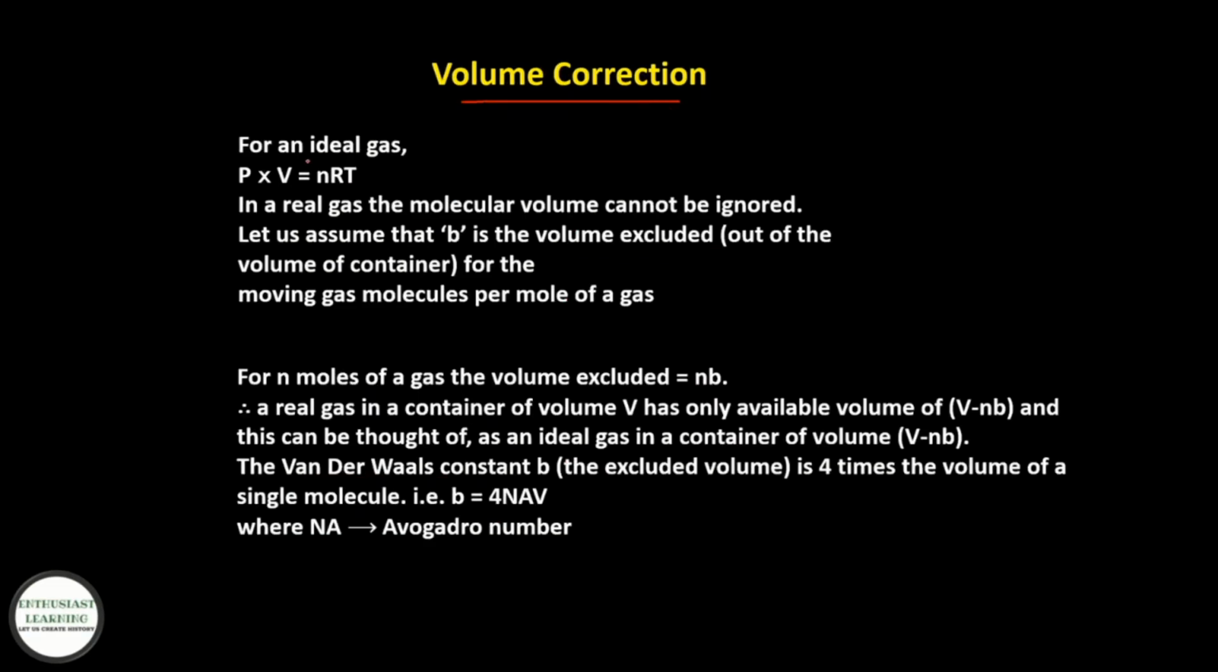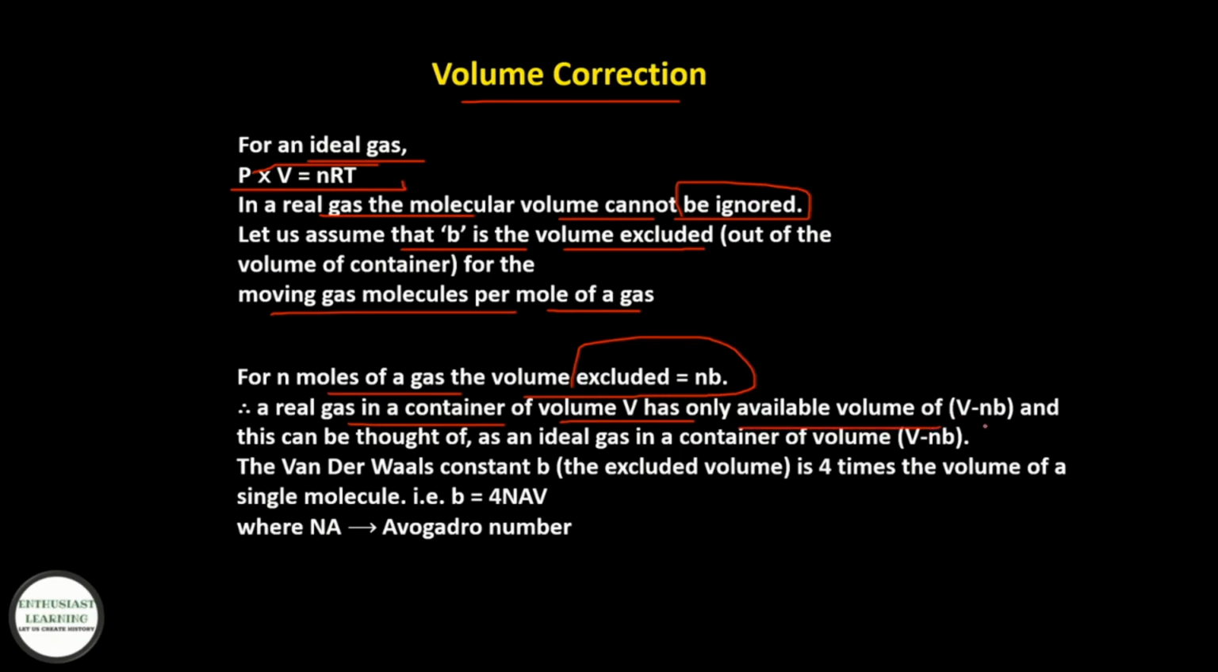Volume correction. For an ideal gas, PV is equal to nRT. In a real gas, the molecular volume cannot be ignored. Let us assume that b is the volume excluded for the moving gas molecules per mole of a gas. For n moles of a gas, the volume excluded is equal to nb. A real gas in a container of volume V has only available volume of V minus nb, and this can be thought of as an ideal gas in a container of volume V minus nb.